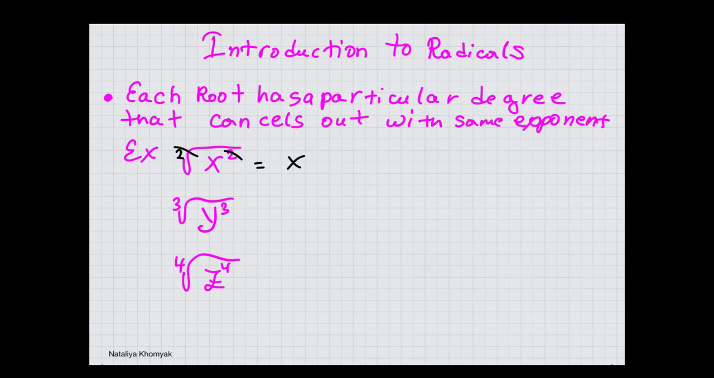Same goes with the cube root. Cube root will cancel out with the third power, and you would have just y left. Fourth root will cancel out with the fourth power, and you will have just that variable.